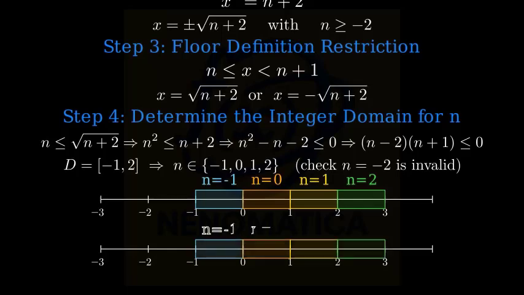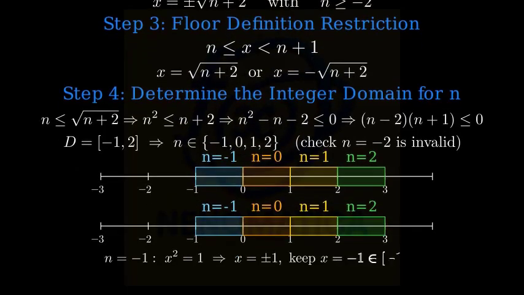Case n equals negative 1. The interval is from negative 1 up to 0. Substituting n equals negative 1, we get x squared equals 1. So x equals plus or minus 1. Only x equals negative 1 lies in the interval from negative 1 up to 0. So x equals negative 1 is accepted.